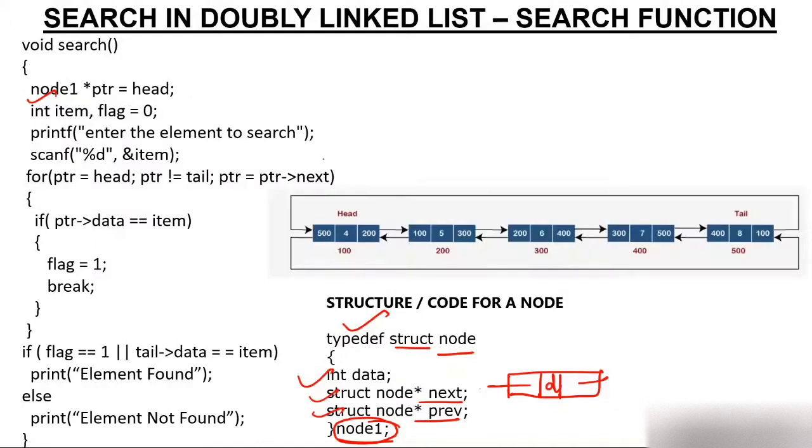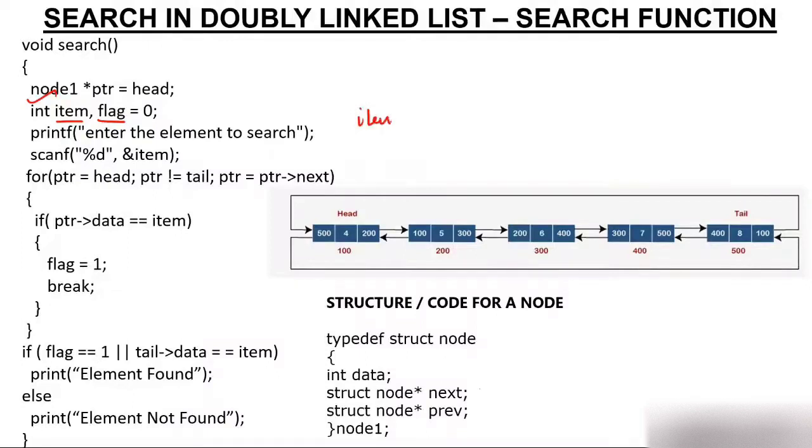Now you have a doubly circular linked list, and you have to search an element. So I've created a few variables, item and flag, and I have initialized flag with 0. Now I'm asking the user to enter the element to search. What do you want to search in the linked list? Suppose the user wants to search 7. The user will put 7, so item will have 7.